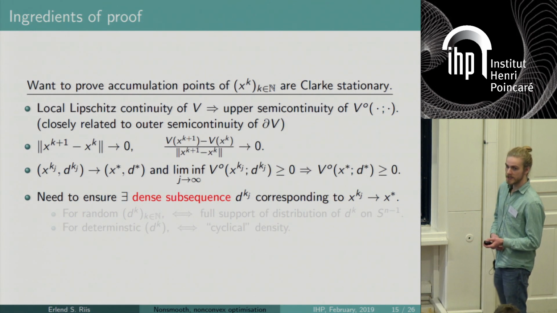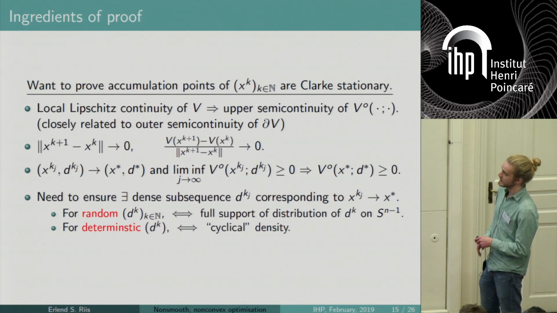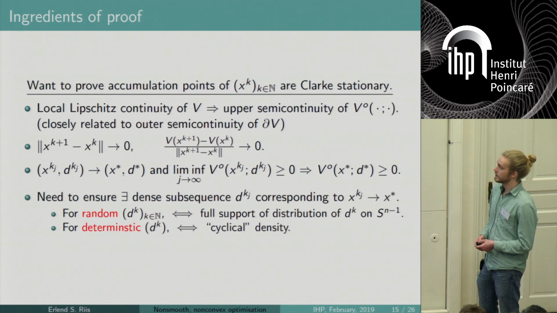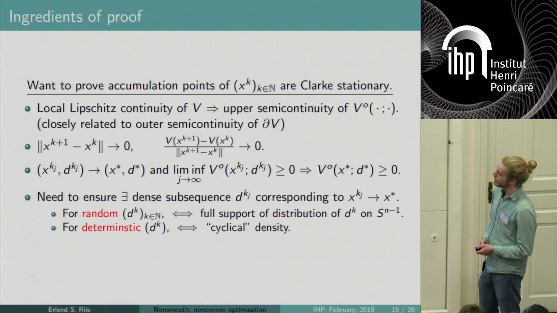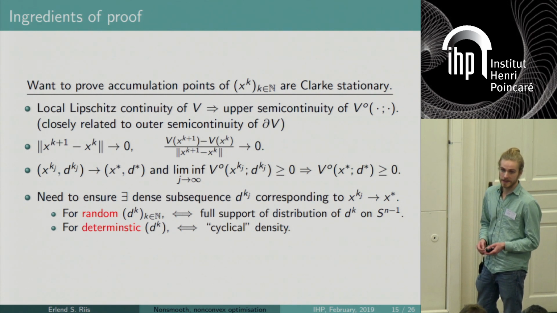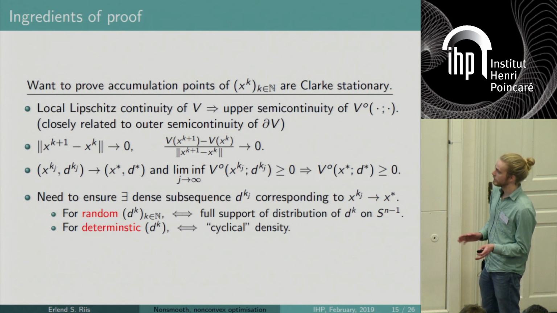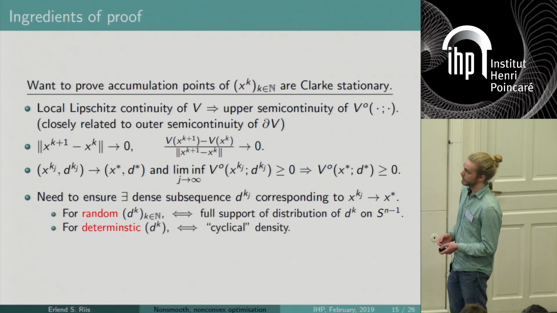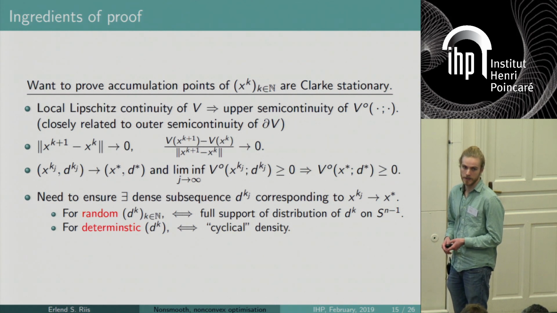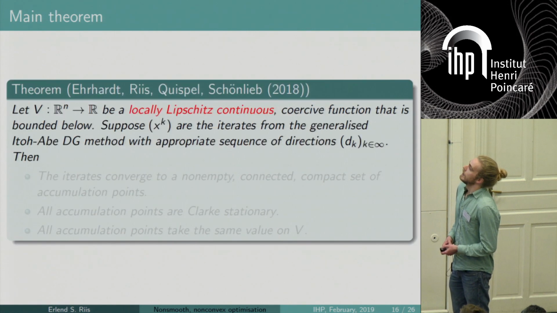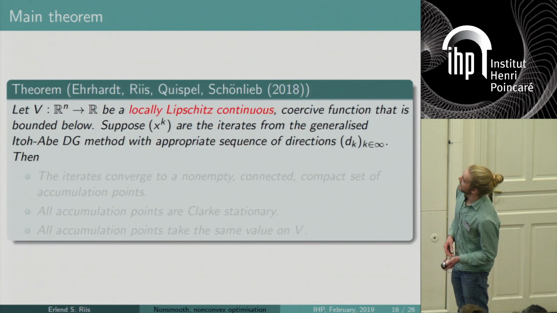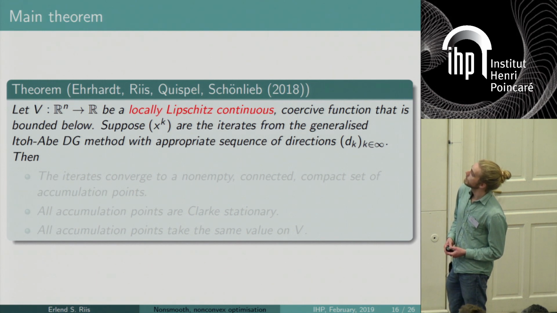So we consider two approaches, or two settings, for this. The first one is randomly drawn directions. Then it's sufficient to assume that your probability distribution has full support on the unit sphere. You can also consider deterministic directions, and then you need to assume that not only is the entire sequence dense, but it's what we've called cyclically dense, which means that we're able to construct subsequences that also preserve the density.